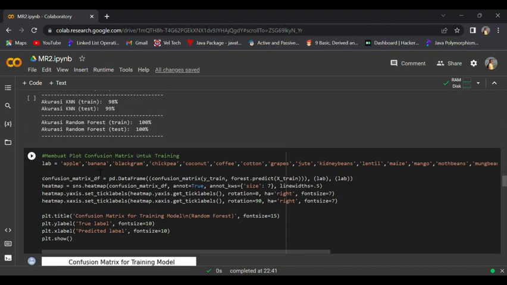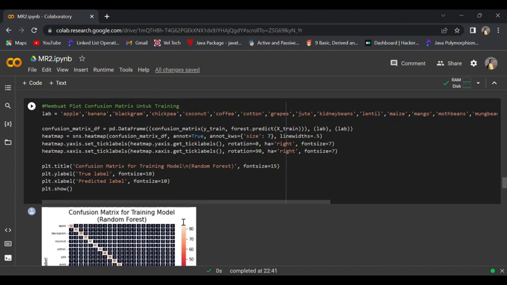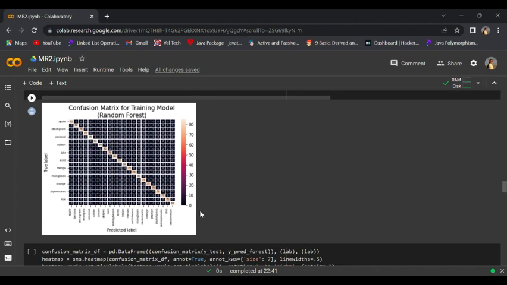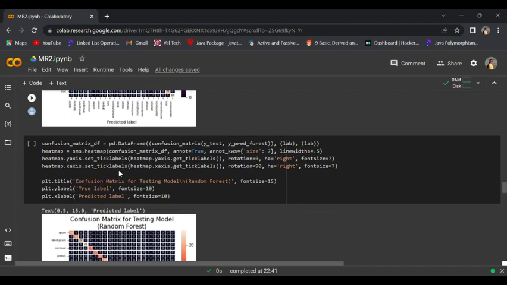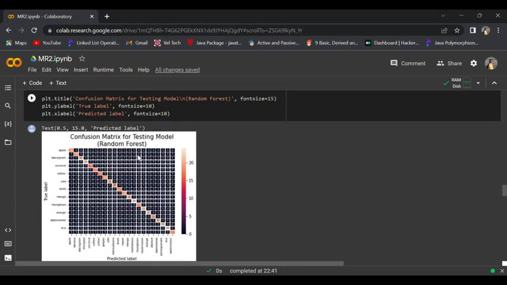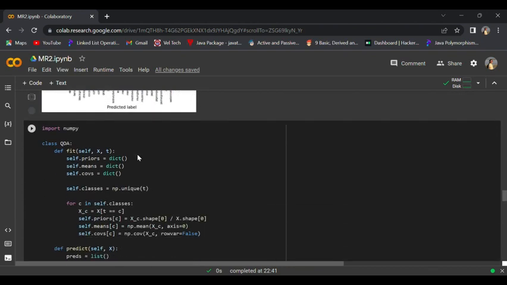And see here, using apple, banana, black gram, and all crops, it's showing as a confusion matrix, the confusion matrix for the training model in the random forest. So it's showing the true label and the prediction. This is the confusion matrix for the training model, and I also did a confusion matrix with the testing model, and this is the testing model confusion matrix.